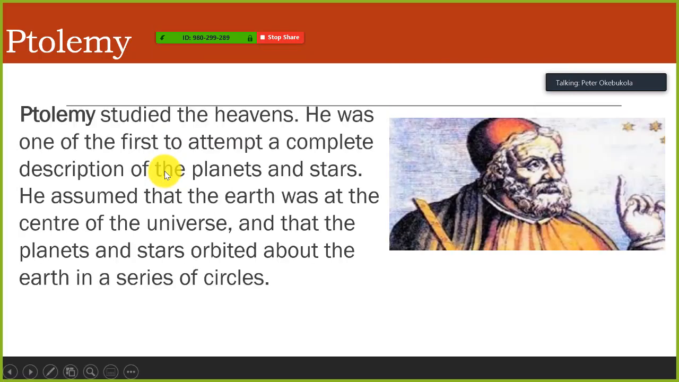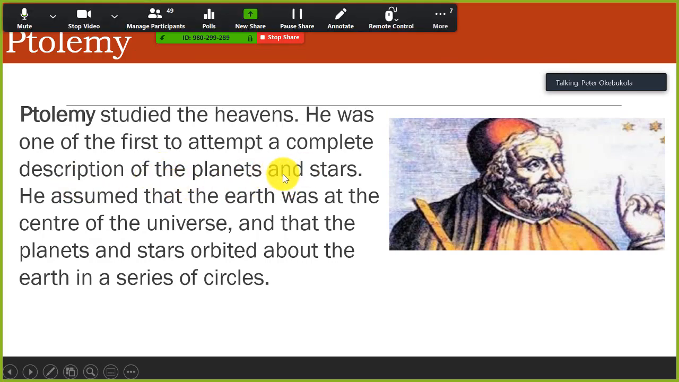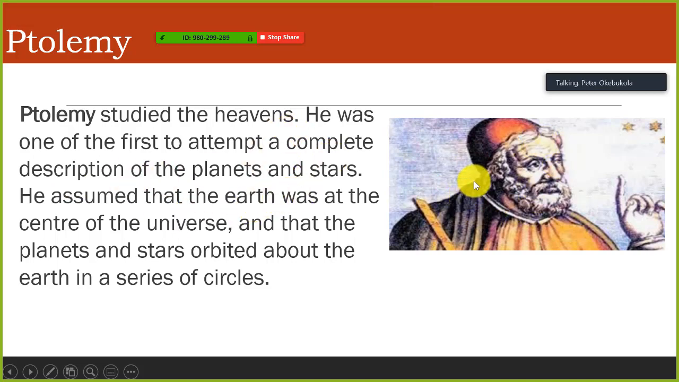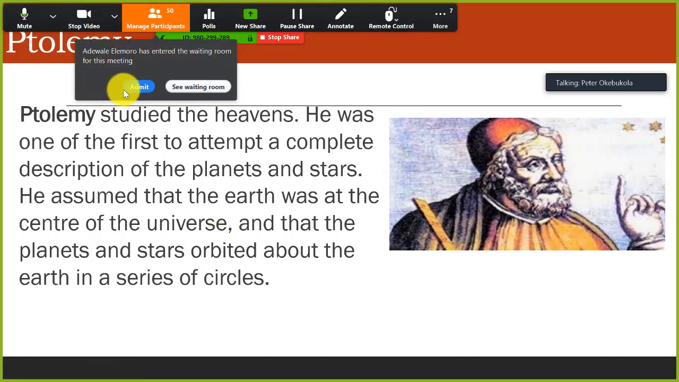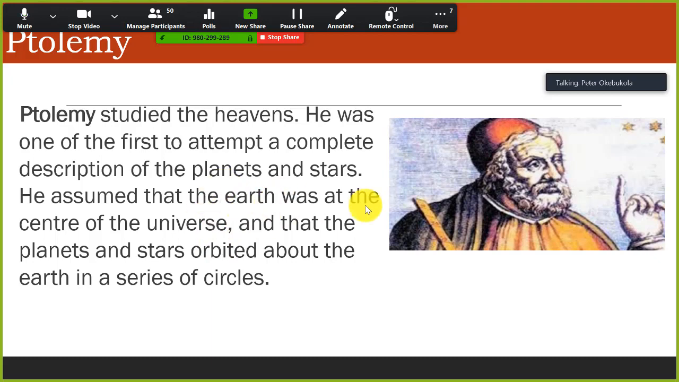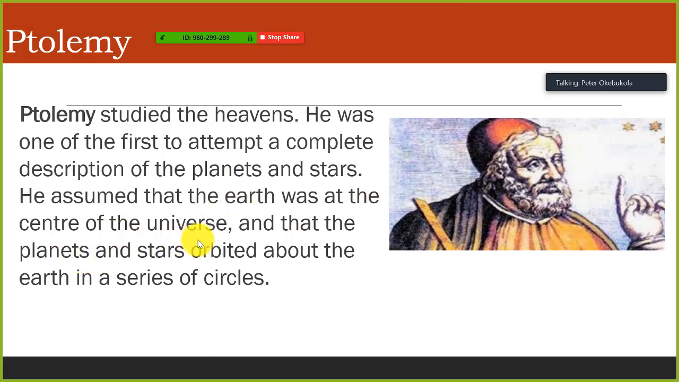Now, let's take Ptolemy. Ptolemy looked at the heavens. He saw these planets and stars, and he studied them. He made a complete description of these planets and stars. I studied Ptolemy very deeply when I was in graduate school, and you need to see the details of recording that he had. Now, he assumed the geocentric view of the world. That is, the Earth is the center of the universe, and that all the other planets were just orbiting around it. How wrong can it be? But of course, he had to be wrong.